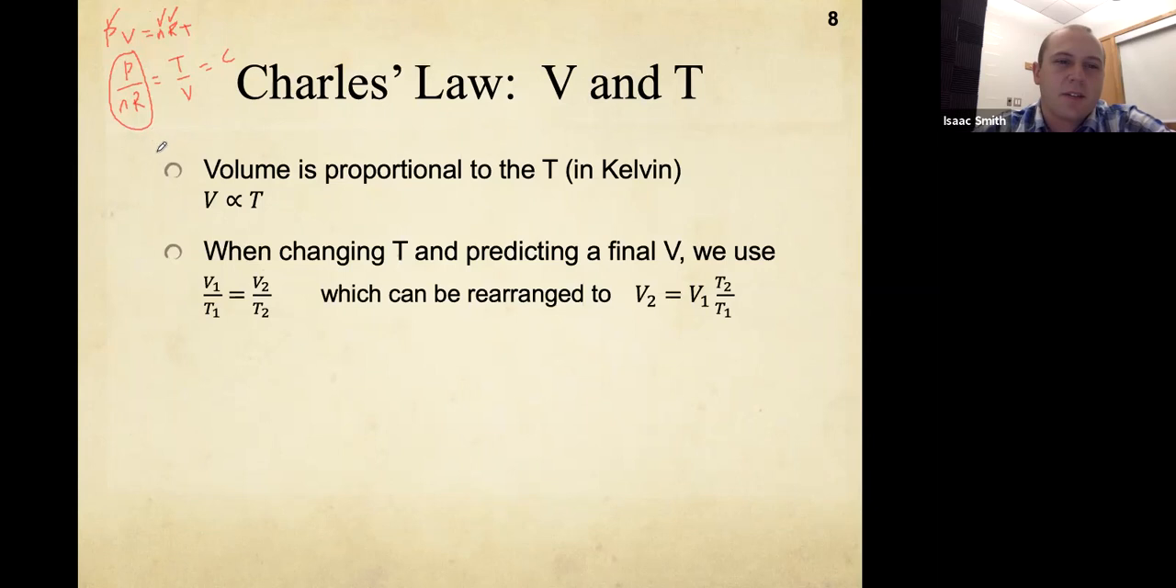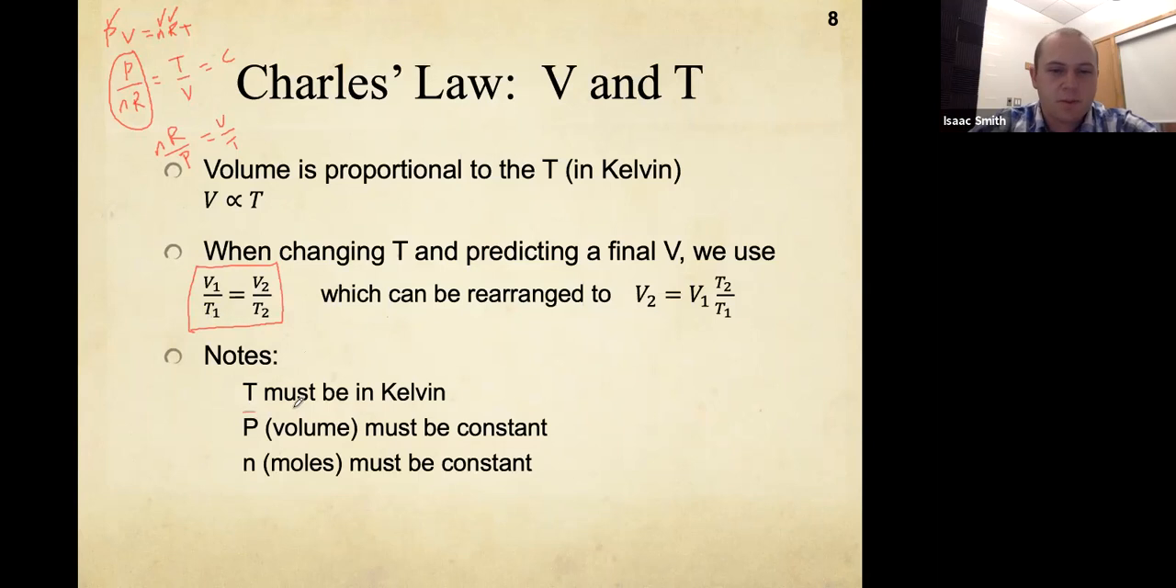You could rewrite this whole thing as N times R over P equals V over T. For any of these, V1 over T1 equals V2 over T2, and T1 over V1 equals T2 over V2 is also going to be true. So it doesn't really matter. This is probably the more conventional way to look at it. I apologize that I initially said it wrong, but either way would work.